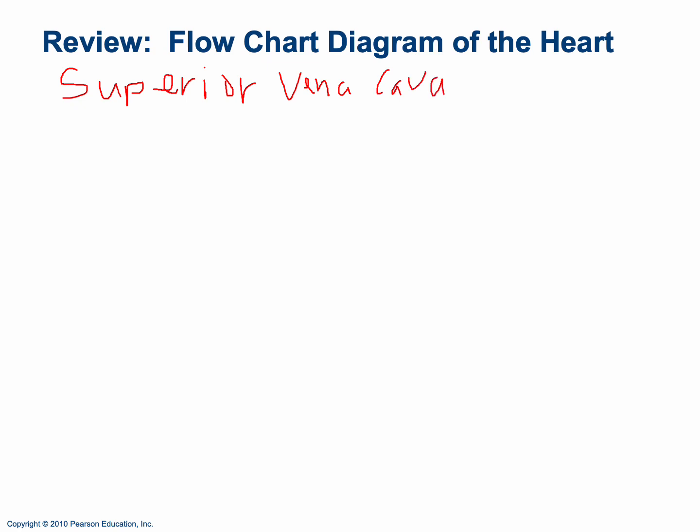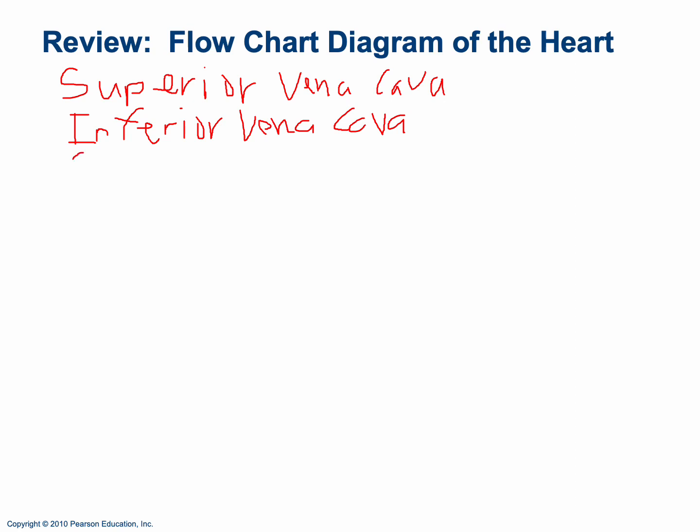Remember, this very large vein is transporting that oxygen poor blood from your head, arms, and chest. The next really large vein is your inferior vena cava. And this very large vein is draining oxygen poor blood from your legs and abdominal area.